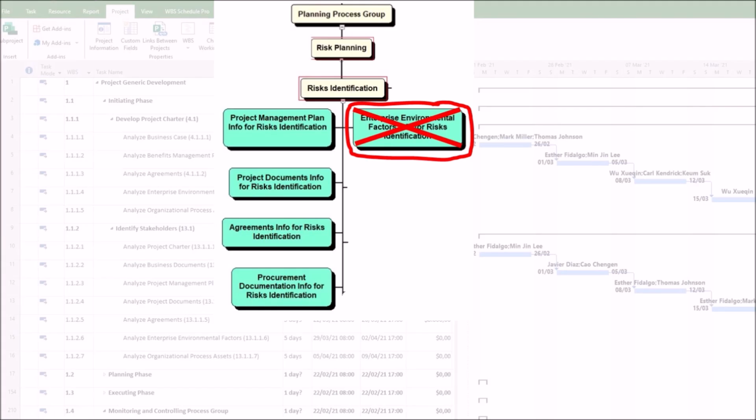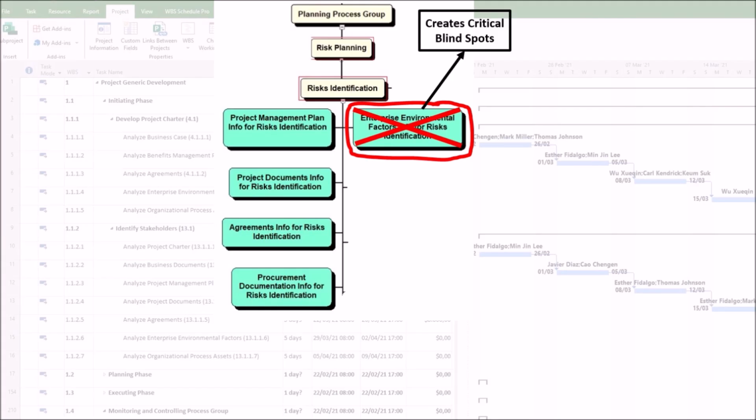How can a poor enterprise environmental factors analysis harm the identify risks process? A poor analysis of enterprise environmental factors doesn't just weaken the identify risks process. It fundamentally cripples it, creating a false sense of security and setting the project up for potential failure. Here's a detailed breakdown of how a poor enterprise environmental factors analysis directly harms the identify risks process.